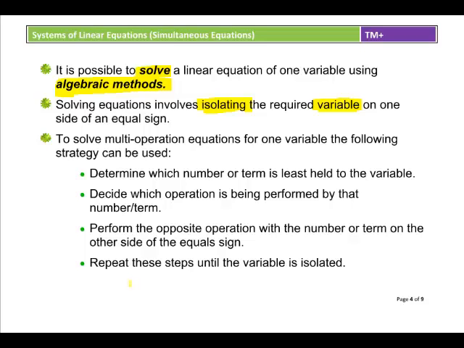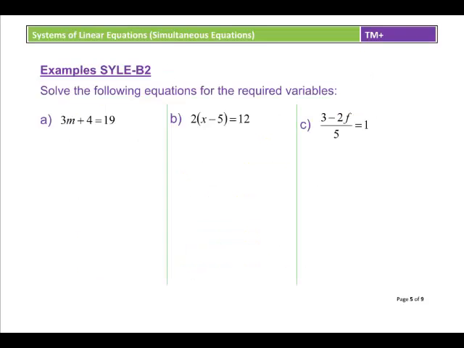To solve equations with multiple operations for one variable, you need to do it step by step. So it's not always just going to take one step. To do this, we need to determine the number or term that is least tied to the variable. We need to decide which operation is being performed on that number or term. And then we need to do the opposite to undo the operation. And we repeat these steps until the variable is isolated. So let's look at some examples.